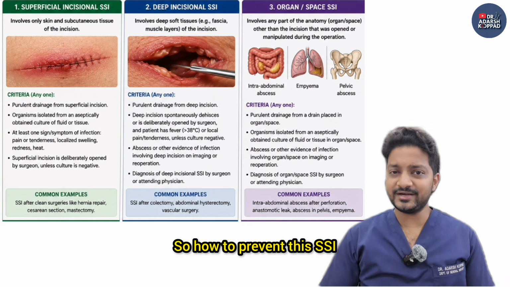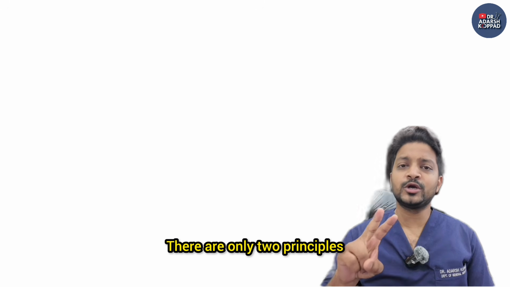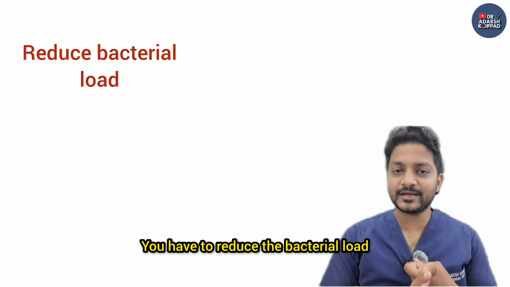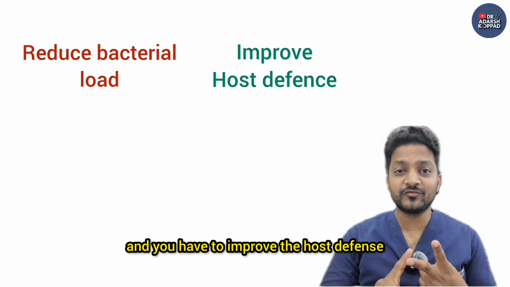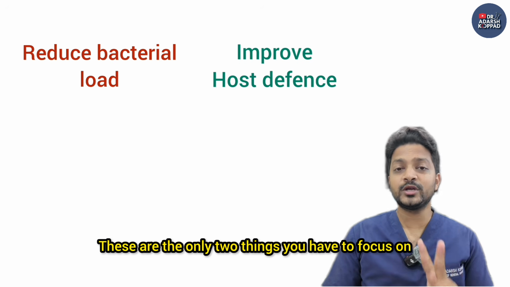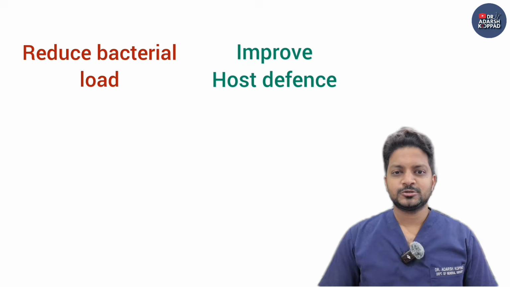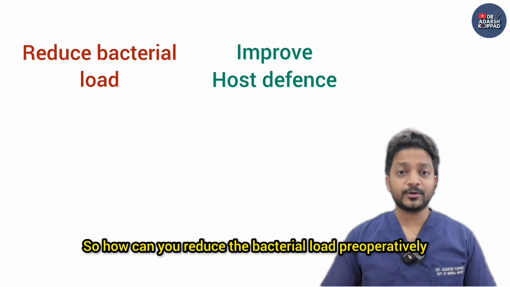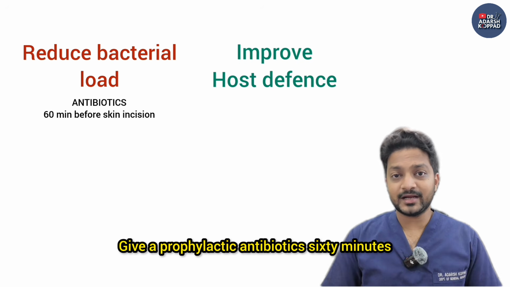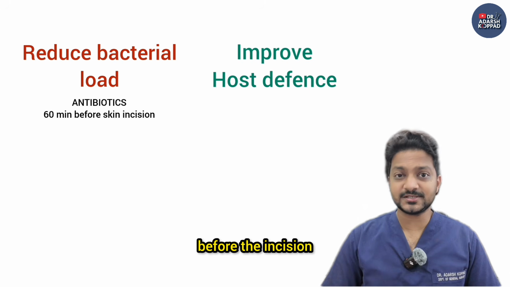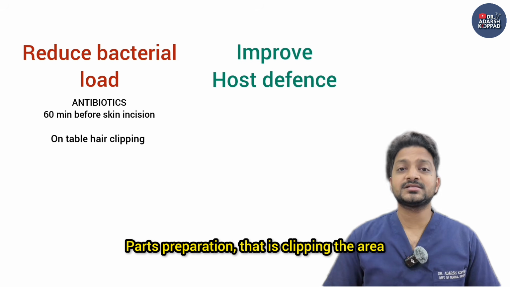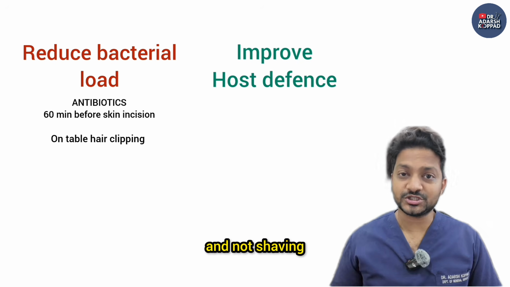So how to prevent this SSI? There are only two principles. You have to reduce the bacterial load and you have to improve the host defense, right? These are the only two things you have to focus on. So how can you reduce the bacterial load preoperatively? Give prophylactic antibiotics 60 minutes before the incision. Part preparation, that is clipping the area and not shaving, right?